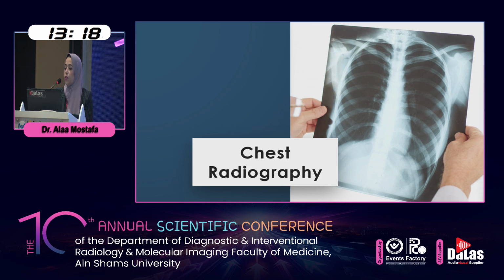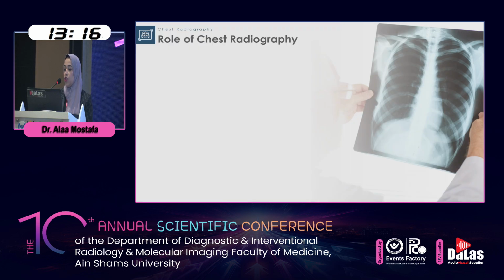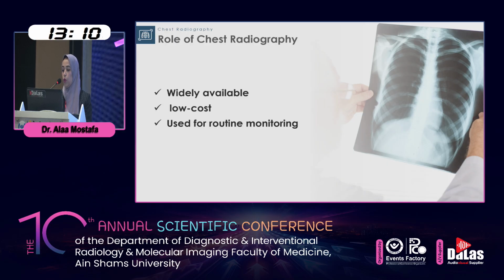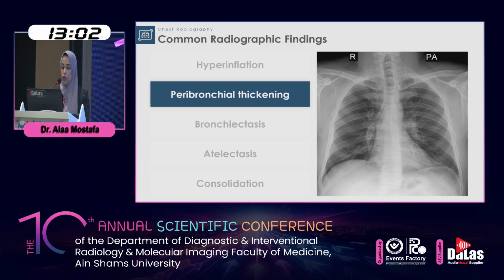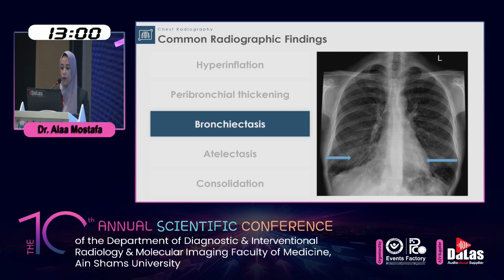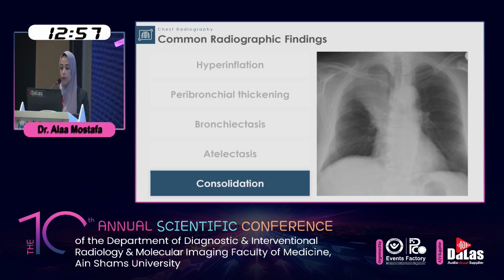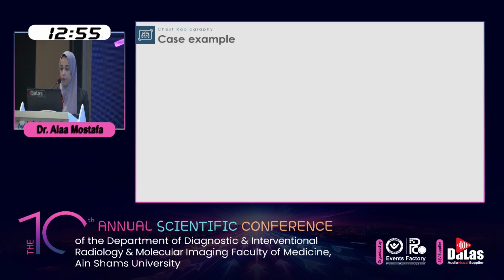First, we will discuss chest radiography. Chest X-rays are widely used due to their accessibility and low cost. They are typically used for routine monitoring and acute exacerbation. Common radiographic findings include hyperinflation, peribronchial thickening, bronchiectasis, atelectasis, and consolidation.